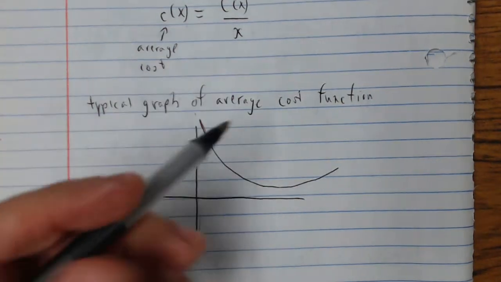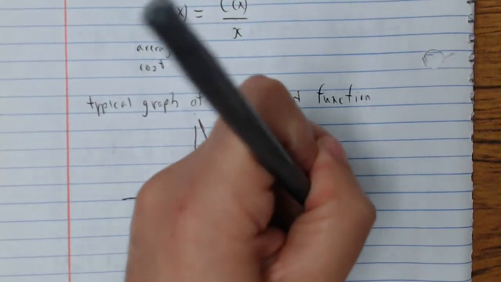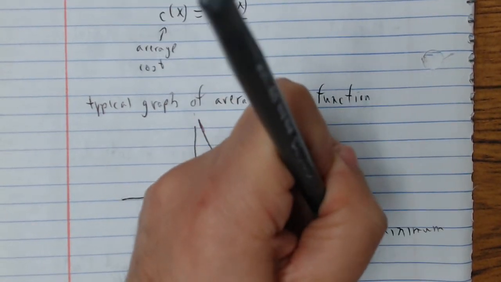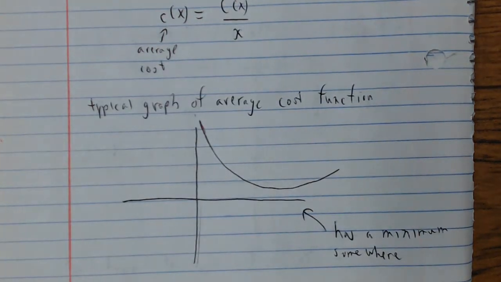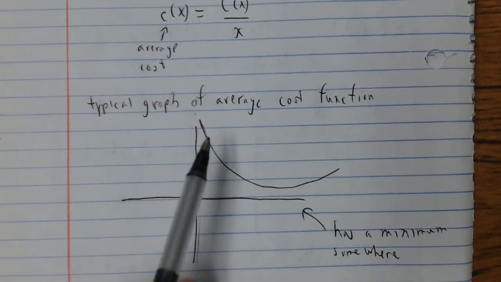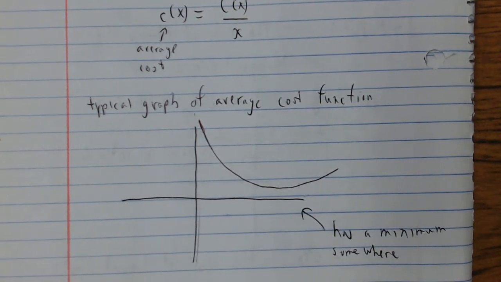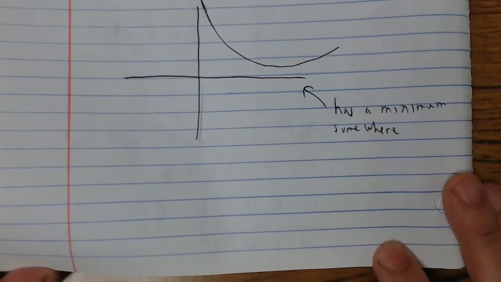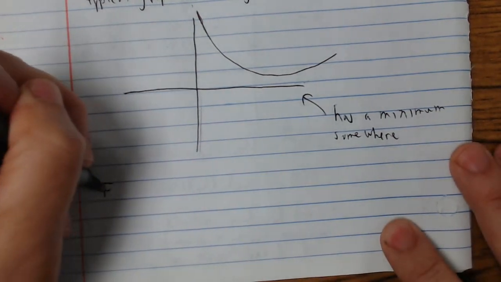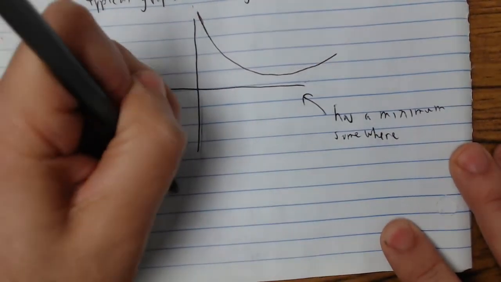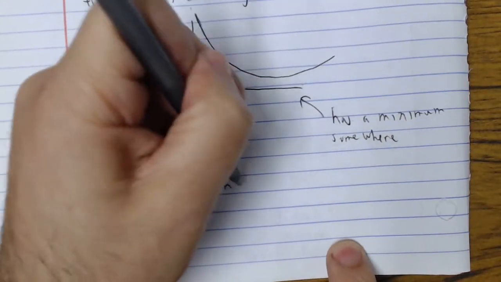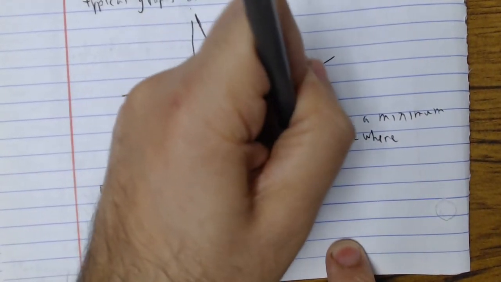And we notice that this has a minimum somewhere, and our goal is to minimize our average cost, right? For obvious reasons. We don't want to pay more to produce each product. We want to find where this minimum is and minimize it. So let's talk about finding the minimum of the average cost function. And this you guys should be very good at.